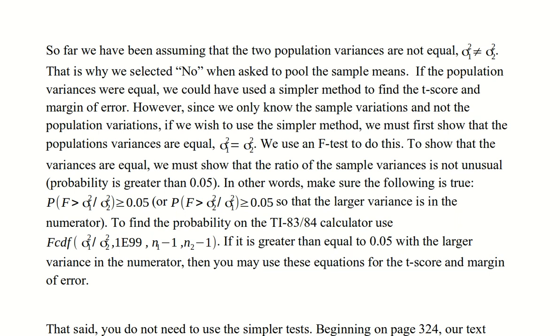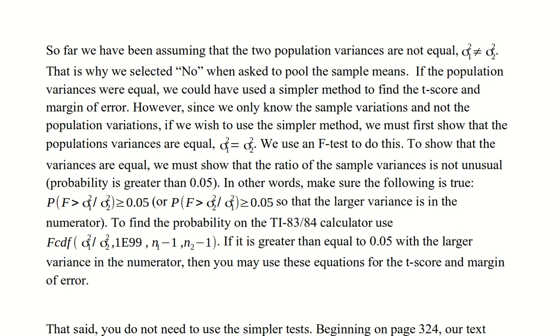The problem, of course, is we don't know the population variances. We only know the sample variance, and not the population variance. So if we want to use the simpler method, we first have to show that the population variances are equal. And there's a way to do this. No great surprise. And it is a brand new test. It's an F-test. So to do that, we have to show that the variances are equal. That means that the ratio of the sample variances is not unusual.